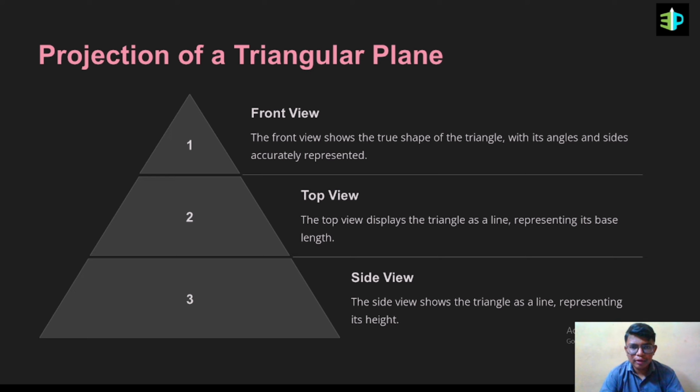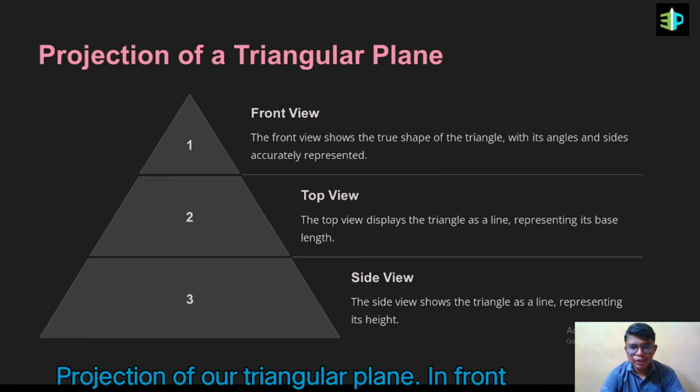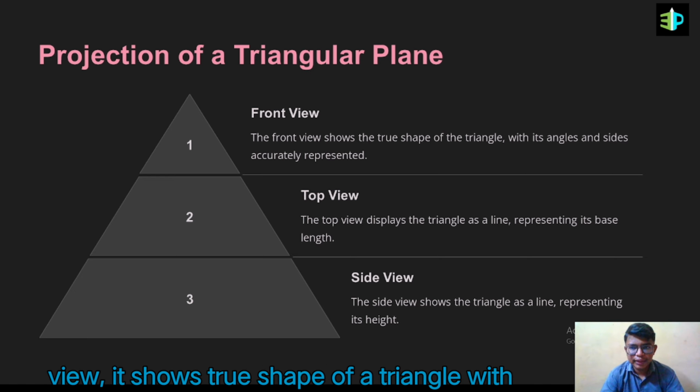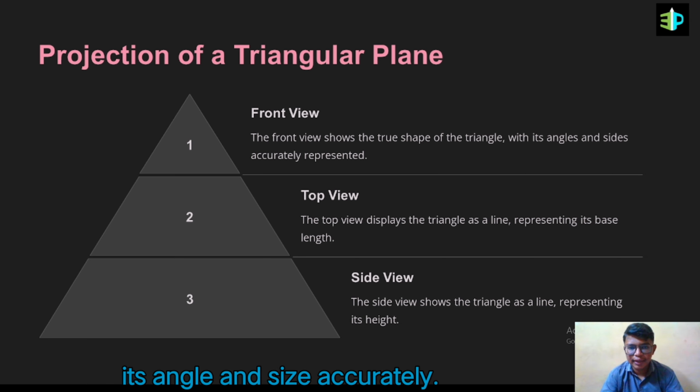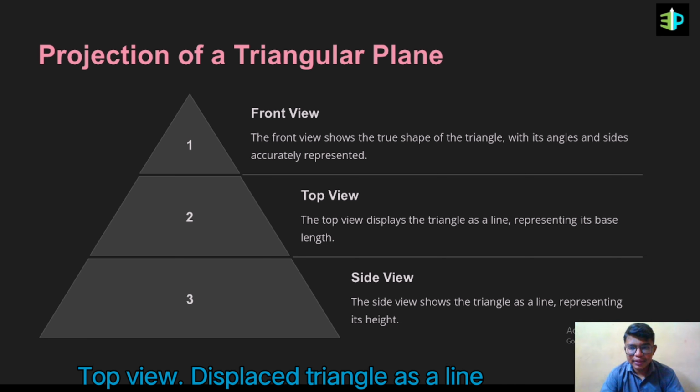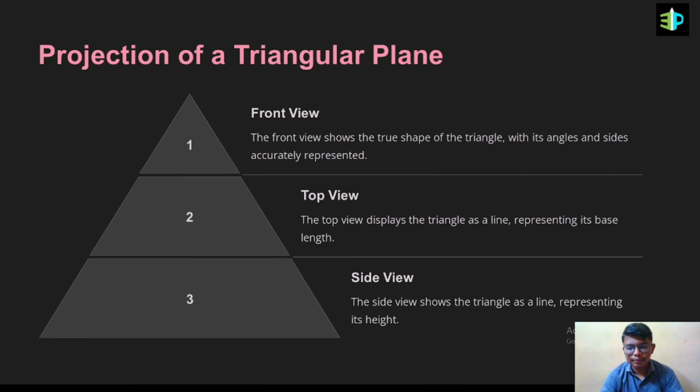Projection of a triangular plane. In the front view, it shows the true shape of the triangle with its angles and sides accurately. The top view displays the triangle as a line representing its base length. The side view shows the triangle as a line representing its height.